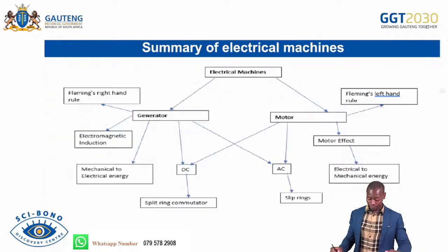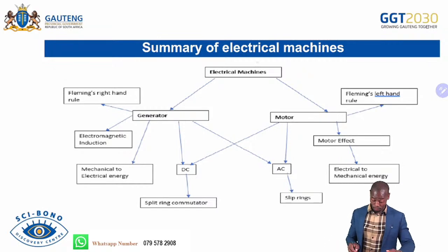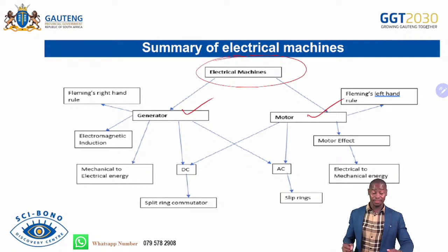All right. Then this is just a summary of both electrical machines, your generators and your motors. Remember, to find the direction of the induced current or the induced EMF, we use Fleming's right-hand rule. To find the direction of rotation of the coil when it comes to motors, we use Fleming's left-hand rule.